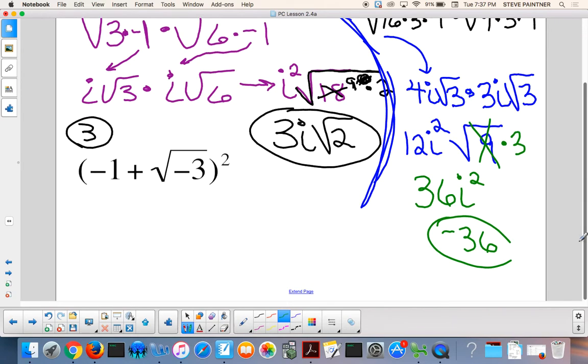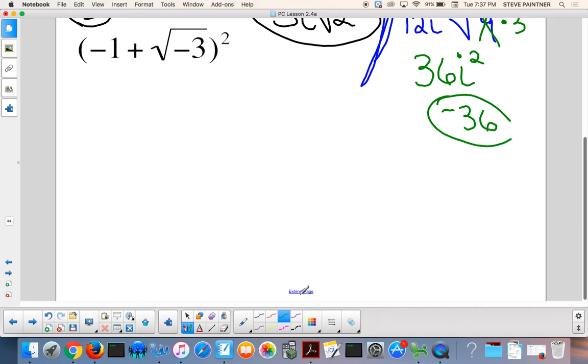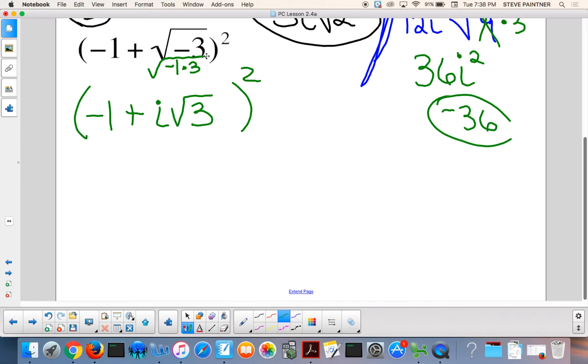Okay, this one is -1 plus square root of -3, squared. So the way I would do it is I'd go like this, -1 plus, what is this? The square root of -3 is really just i times the square root of 3. Because this is -1 times 3. That's where that -1 inside gave me the i. Okay? Now again, you have to FOIL it out because you're squaring this.